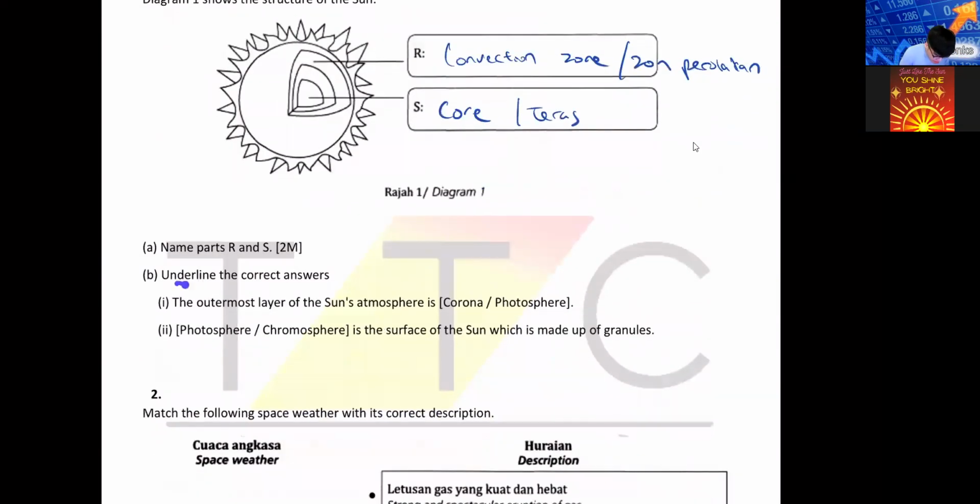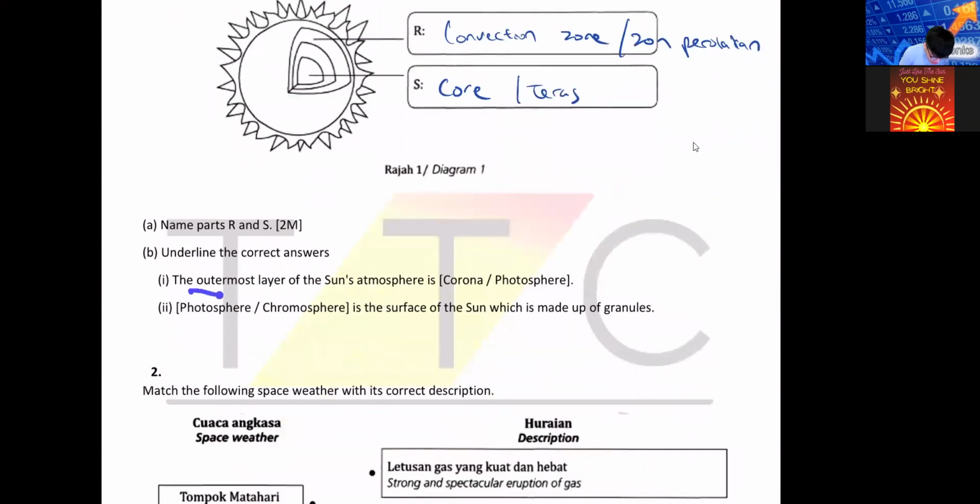So B, underline the correct answer. The outermost layer of the sun's atmosphere. Atmosphere means the outer layer. Hey, that's your corona. Okay, so next, what is the surface of the sun, which is made of granules? Okay, granule is when you see the bintik there, that's gonna be your photosphere, the thing that you can see. Like I said, chromosphere you cannot see unless there's a solar eclipse. End of story. You will not see chromosphere.